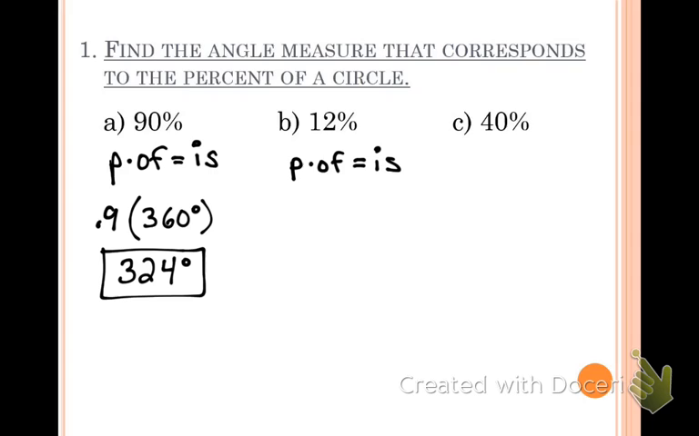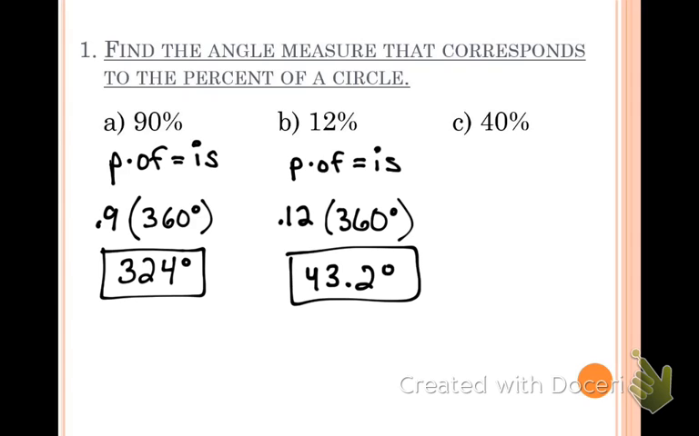12%. So what do I write it for? I've got to change it to a decimal, 0.12. Jakari, what do I multiply it by? 360 degrees. JD, what's my answer? Asia, can you help him out? 43.2 degrees.